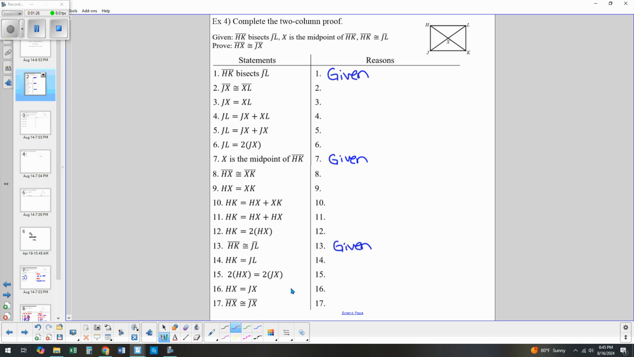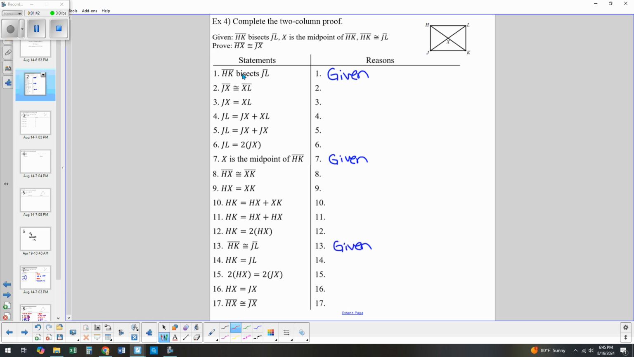The reason I'm not putting number 17, segment HX is congruent to segment JX, as given is because it's listed as prove. That's ultimately what we're trying to get to, so it wasn't told to us, even though we know that's where we want to end up. So it's not a given statement. So I'm going to start here.